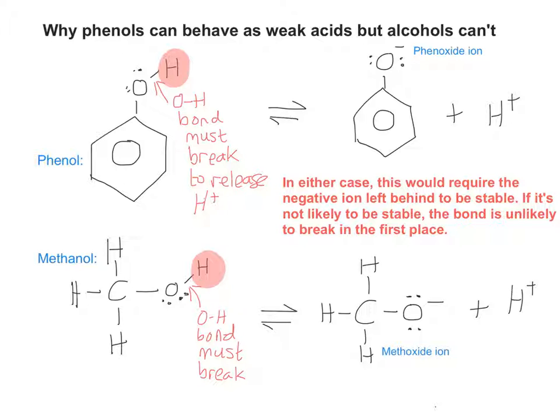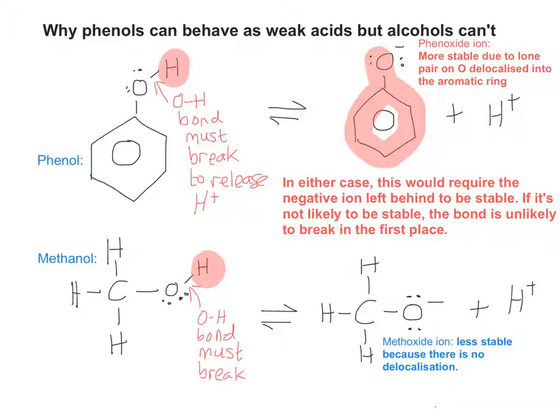So going back to the structure of the delocalization within phenol, you remember that we talked about the delocalization of the pi system that also incorporates one of the lone pairs. That makes the phenoxide ion more stable because the lone pair is incorporated into the pi system of the benzene ring. So the phenoxide ion is more stable because the lone pair on oxygen is delocalized into the aromatic ring.